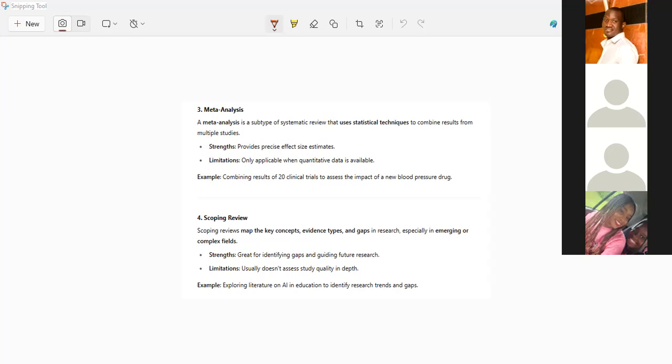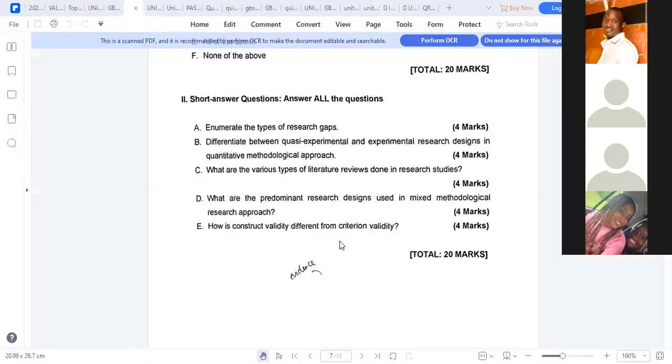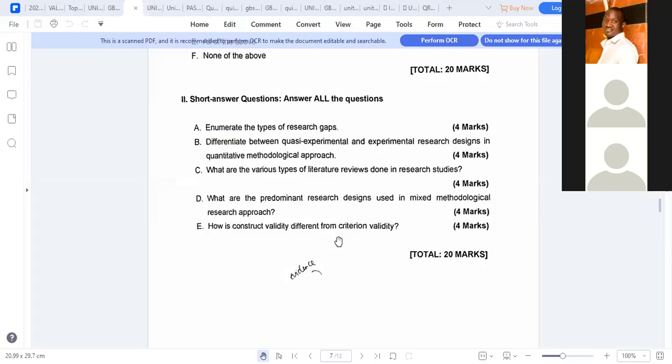And lastly, we go to the last two questions and we can end for the night. What are the prominent research designs used in mixed methods? And how does construct validity differ from criterion validity? So here I want you to participate. Under mixed approaches, what research designs are prominent there?